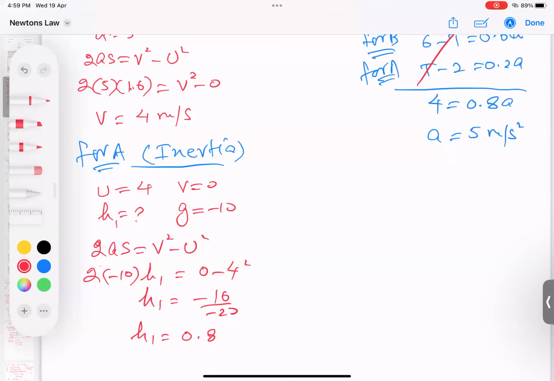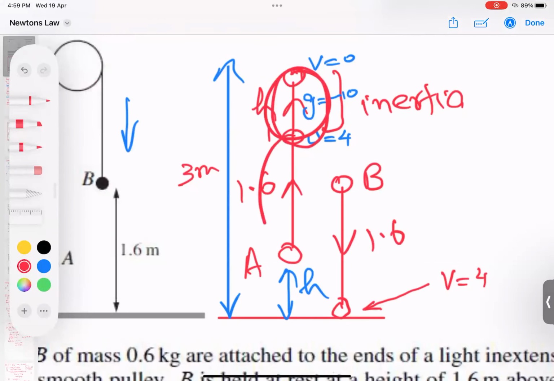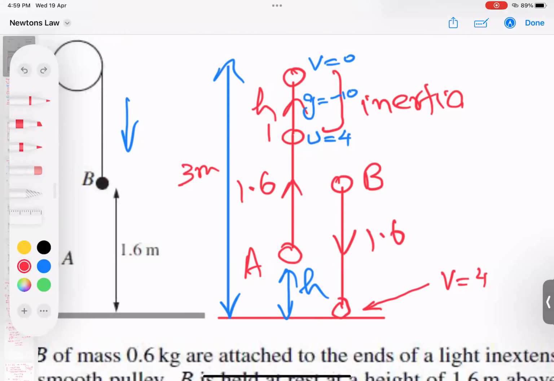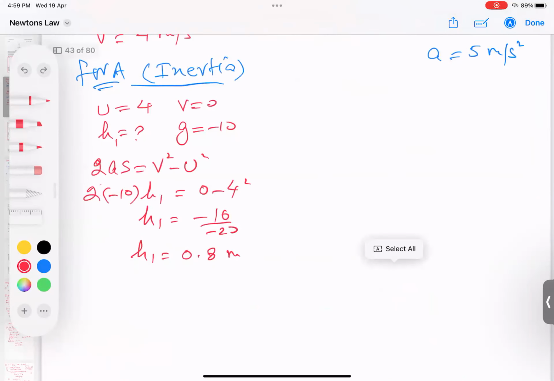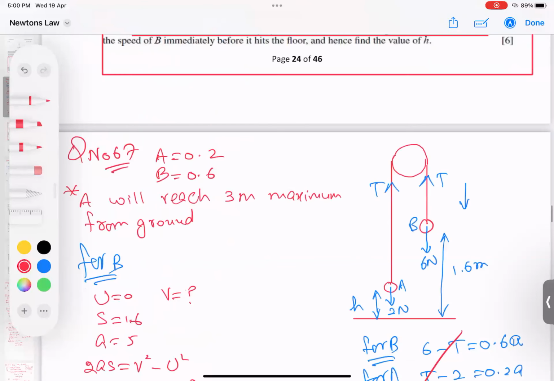So 0.8 meters height. It means I go back to this diagram, and this is 0.8, this is 1.6, and this h we can find easily because adding them all equals 3 meters. So now I can say very clearly, h equals 3 minus 1.6 minus 0.8. This gives 2.4, because 0.8 one time and 1.6 the second time. So h, which you are looking for, is 0.6 meters, which is my target because he was asking to find the height h.